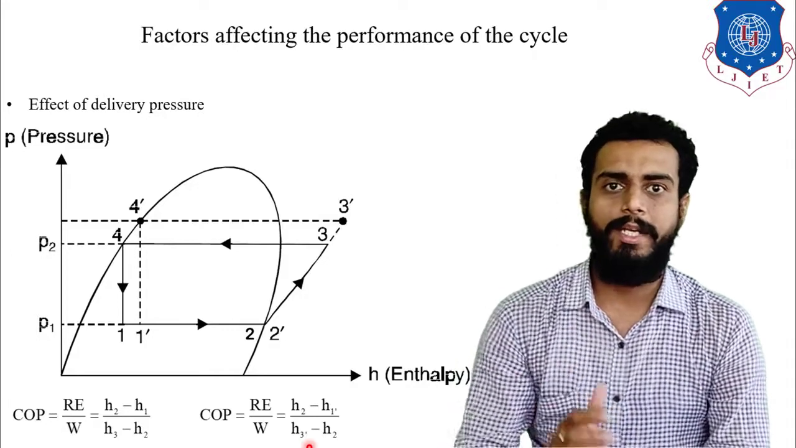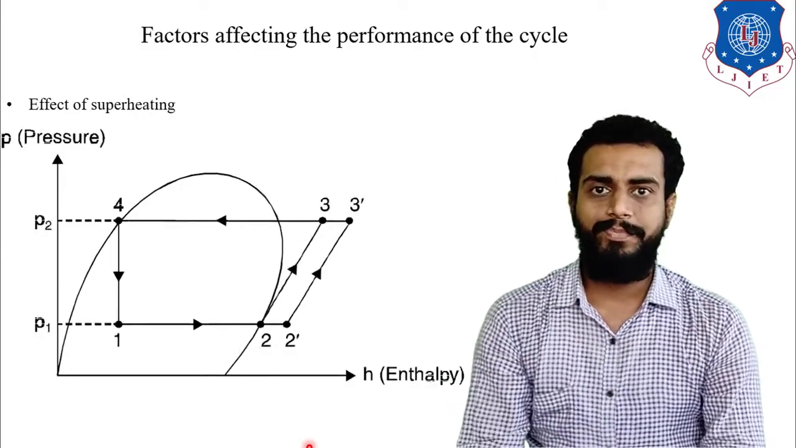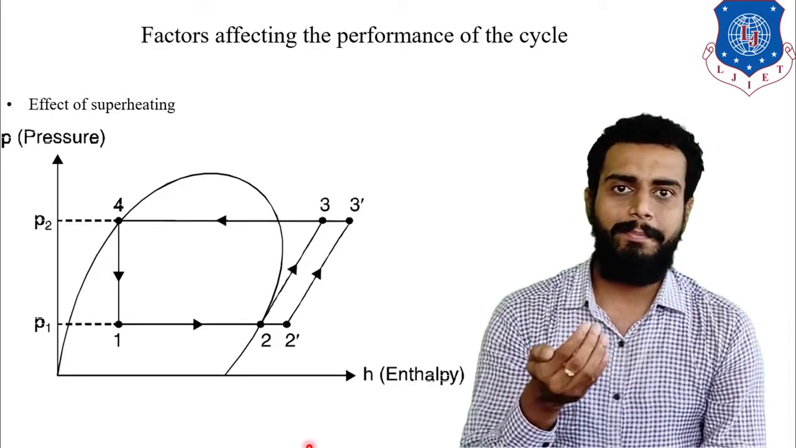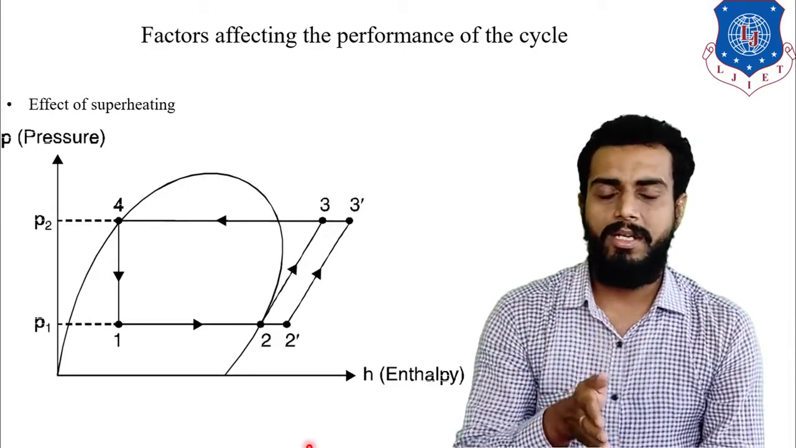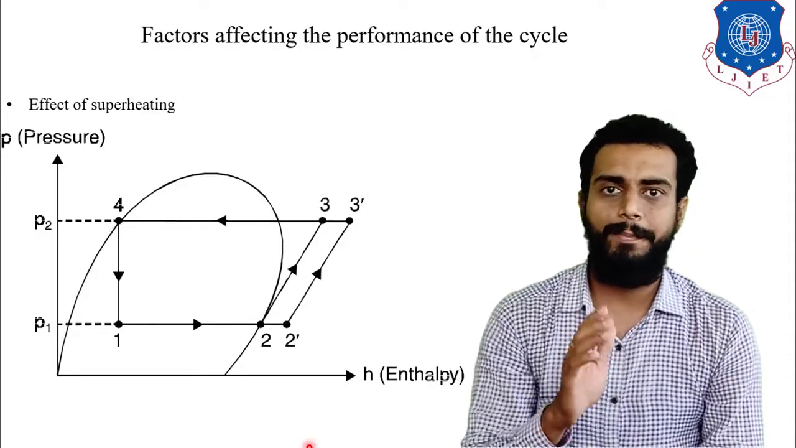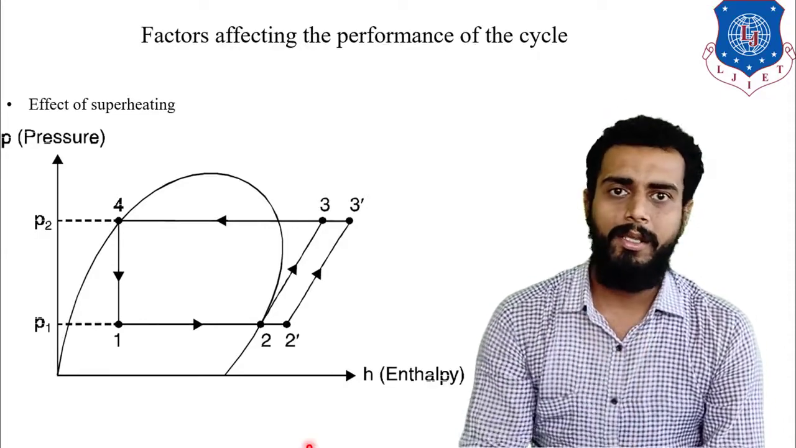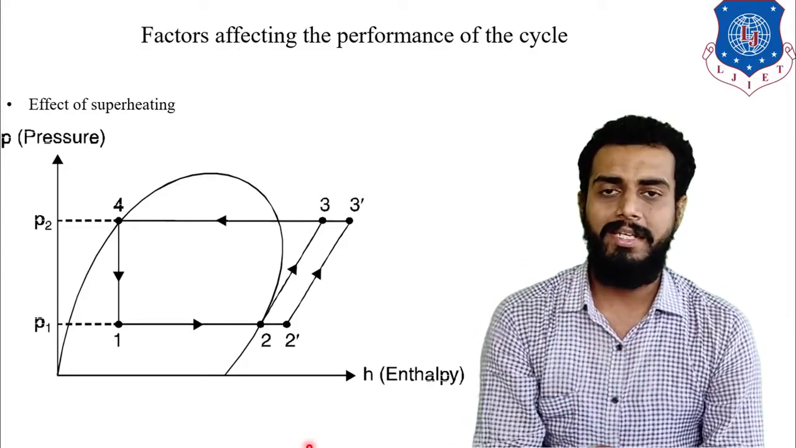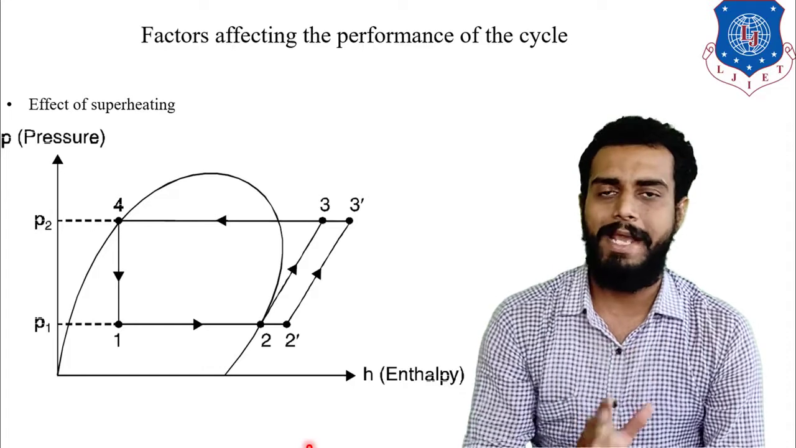Now the effect of superheating. Superheating means that you increase the temperature above the saturation temperature at a given pressure. That is called superheating. As you can see, referring to the pH diagram given on the screen, initially the cycle was 1, 2, 3, 4 and back to 1.